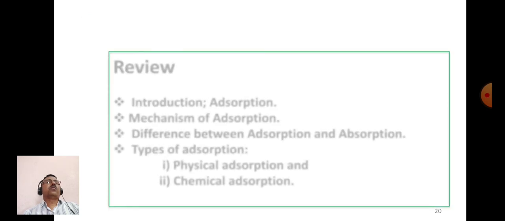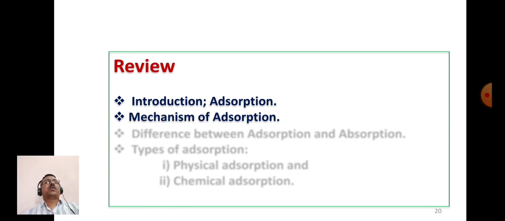So in this way we have completed the half part of this topic. Now let's take the review of this. In today's lecture, we have studied the introduction regarding adsorption. It means what is adsorption, the definition of adsorption. Then we have studied the mechanism of adsorption, that is the cause of adsorption. Then we have studied the difference between adsorption and absorption.